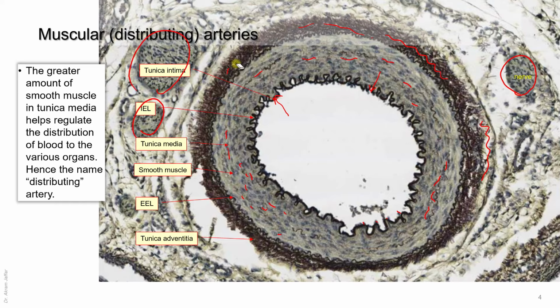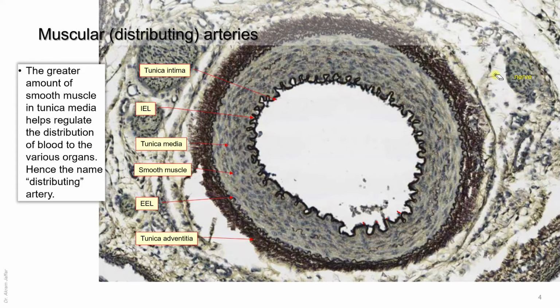Because they have a predominance of smooth muscle in their wall, that's why they are called muscular arteries. But why do we call them distributing arteries? Because these smooth muscle fibers will control the caliber of the artery, and therefore they will help in distributing the blood to organs depending on the situation.